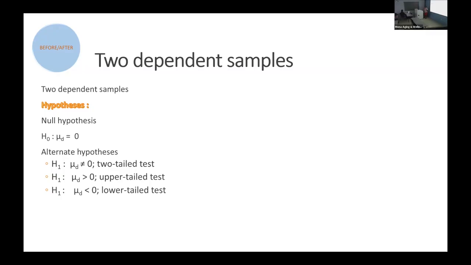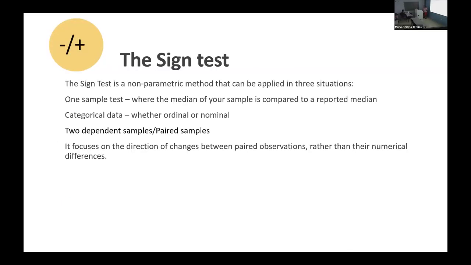And then we had 3 alternate hypotheses. If it's two-tailed, mu d is not equal to 0. Upper tail, mu d is greater than 0, and lower tail, mu d is less than 0. So that's just for recall, if we were doing a parametric paired samples test. Now we're going to look a little bit at the sign test.